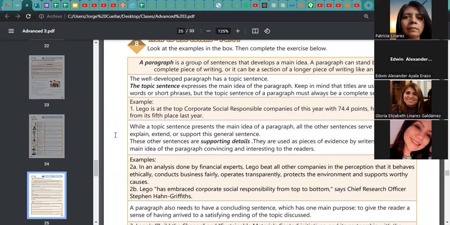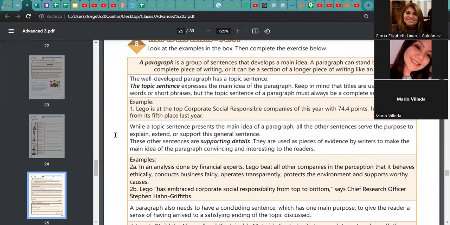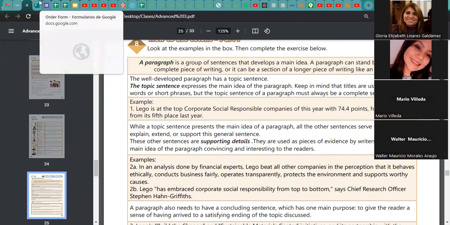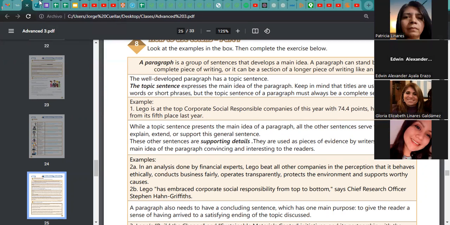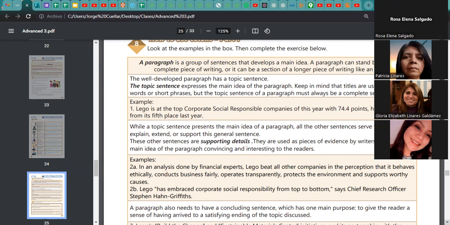Who's going to read? Alejandra Michelle, is it possible for you? Not possible. Let's see then. Edwin Alexander. Of course. Okay. A paragraph is a group of sentences that develops a main idea. A paragraph can stand by itself as a complete piece of writing, or it can be a section of a longer piece of writing like an essay.